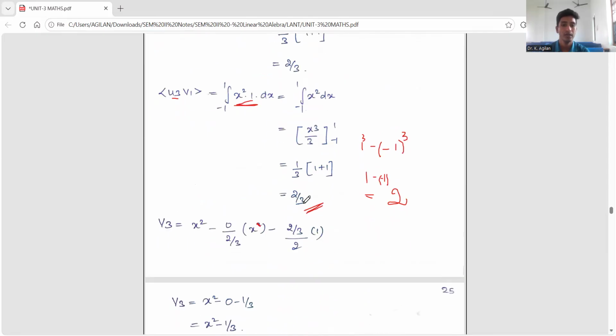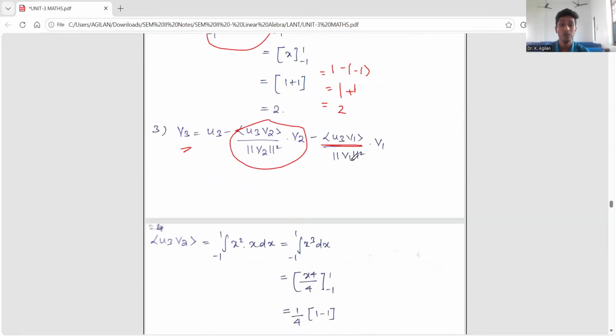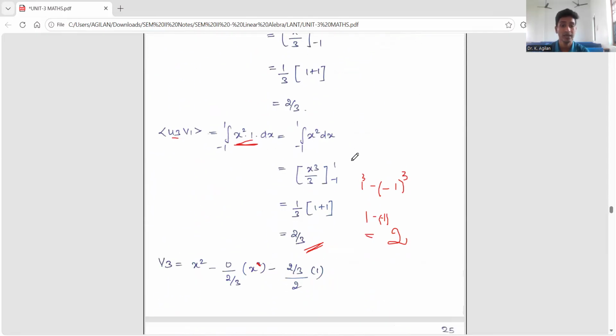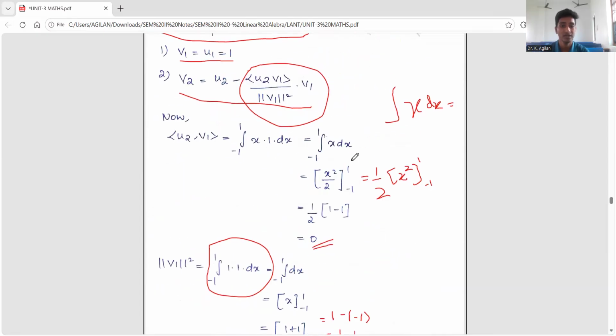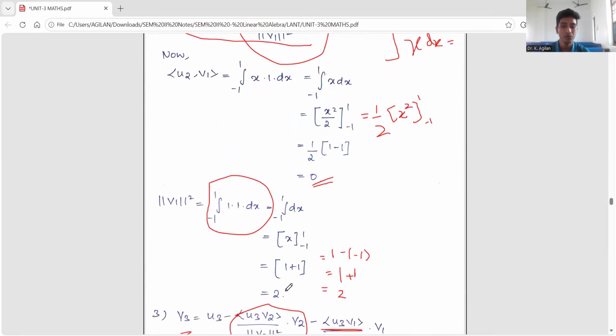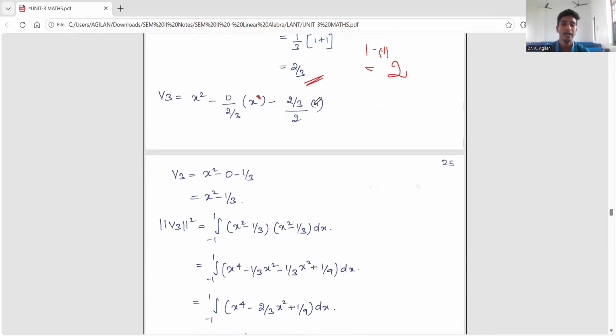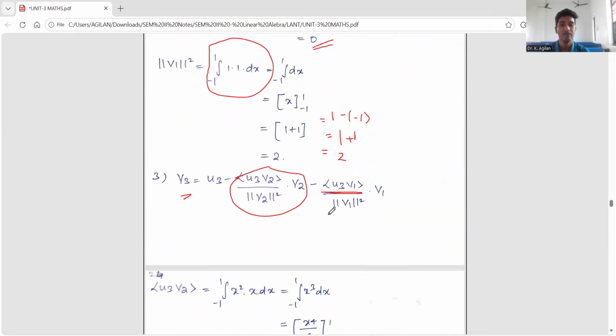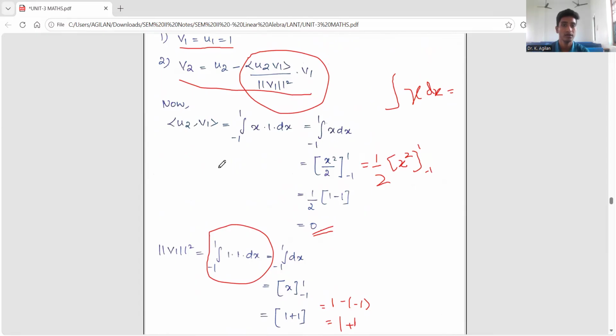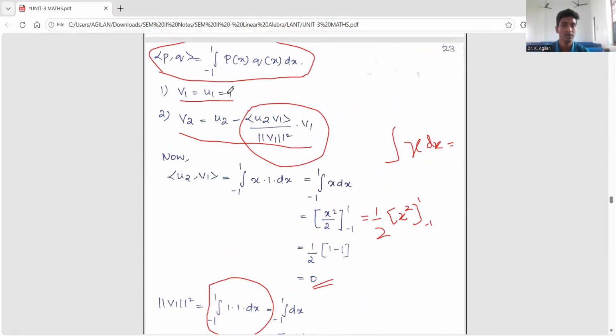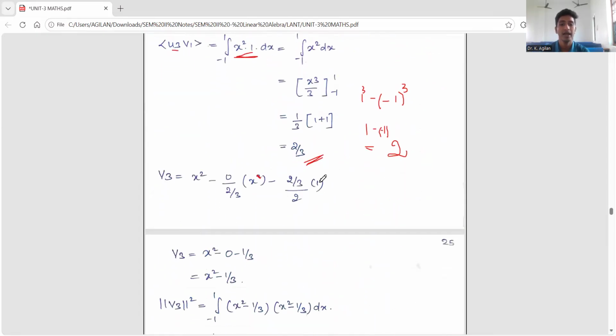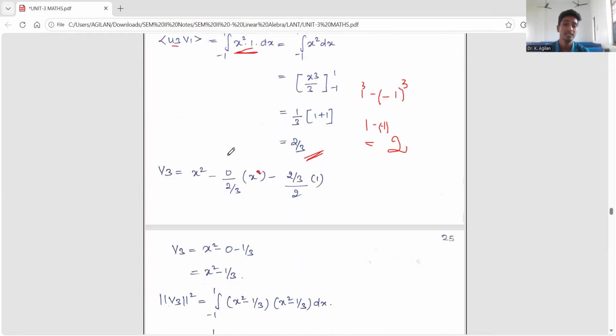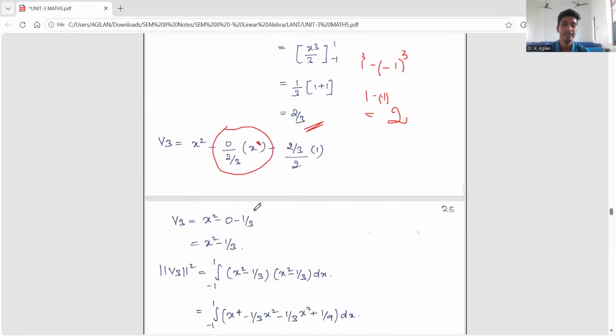And also what is inner product of V1 square? What is V1 square? We already found, right? V1 square is nothing but 2. So 2. And also what is V1? V1 is equal to U1, right? U1 is equal to 1. So substitute here and then we can get. So what will be the answer? This full term vanished.